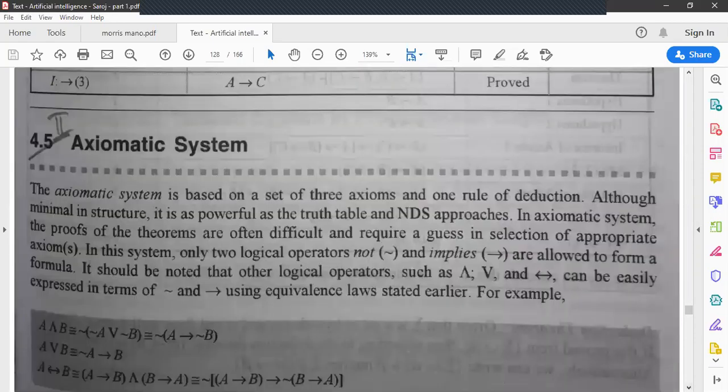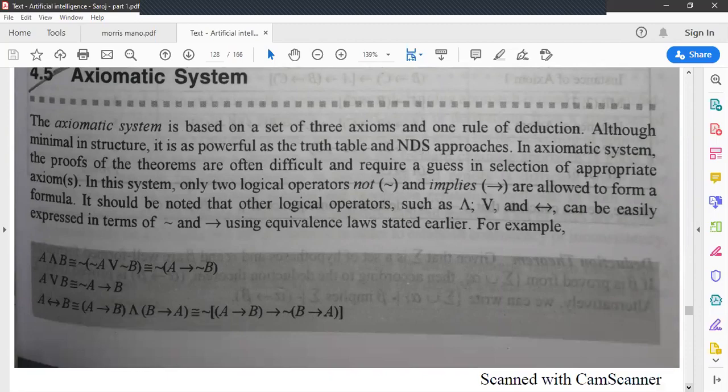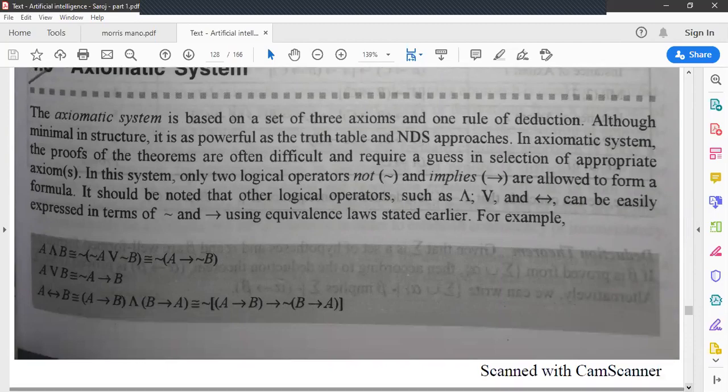The axiomatic system is also a deduction system. It is a very simple system having only 3 axioms and 1 rule. However, its power is equal to that of propositional logic or the natural deduction system.